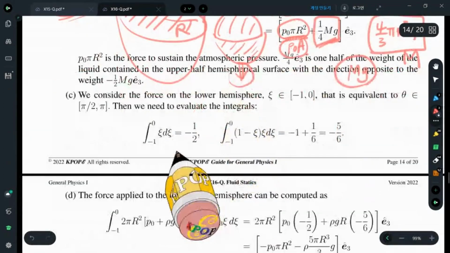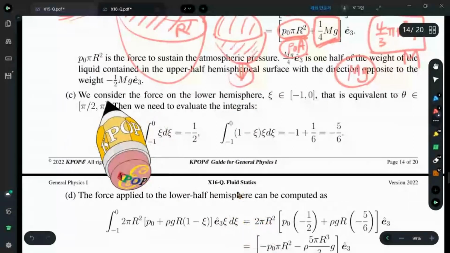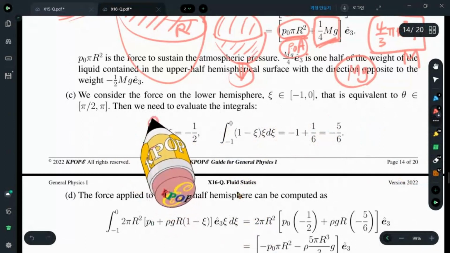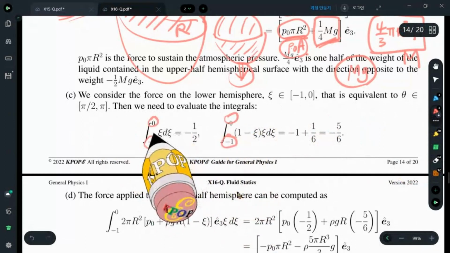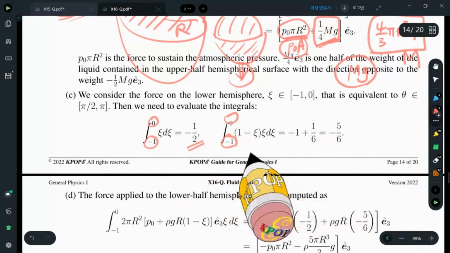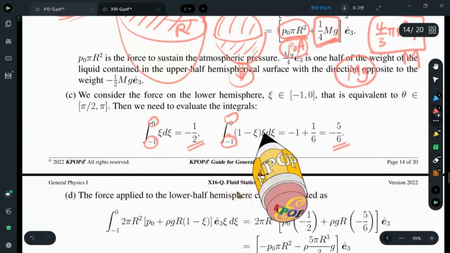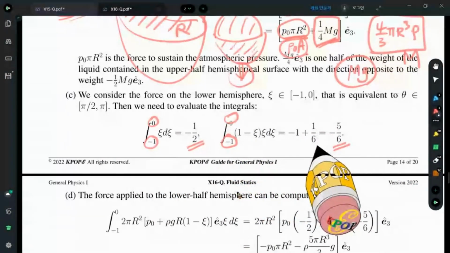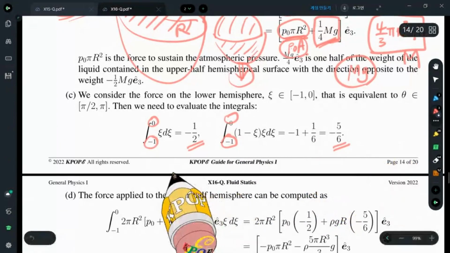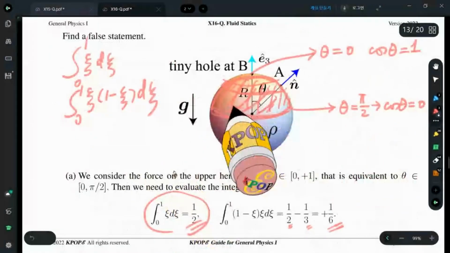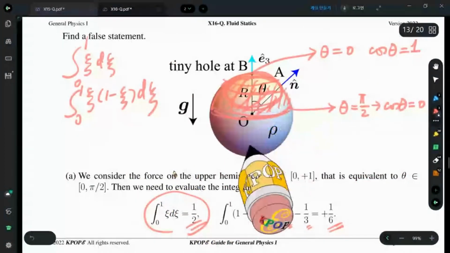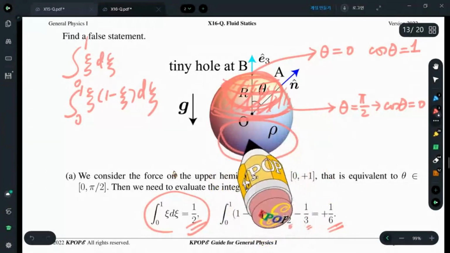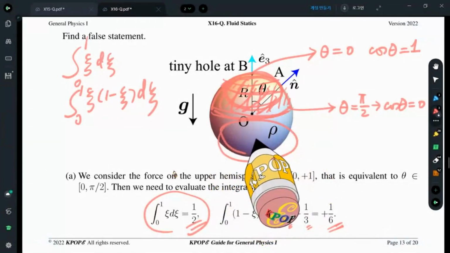Okay, we can compute the same integral from -1 to 0. This integral is -1/2, and this is, you'll find, -1 and 1/6. You remember what we already have found is this amount, and what we would like to evaluate is another force that is applied to the lower hemispherical surface.